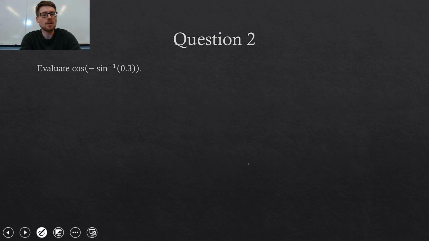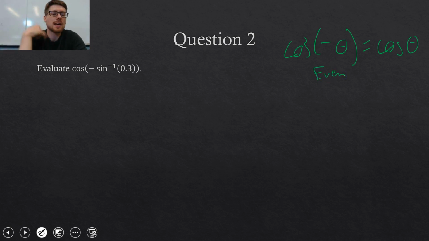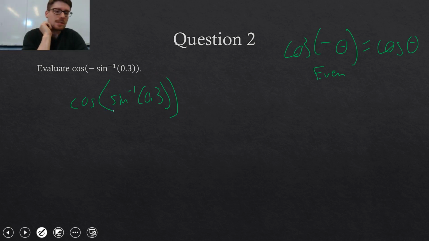So first up, I want to simplify this problem a little bit. I'm going to recall cosine of a negative angle is equal to cosine of that positive angle. This identity is due to the evenness of cosine. It's an even function, so if you put a negative angle in, it's the same answer as if you put the positive angle in. And so that simplifies this problem into cosine of sine inverse of 0.3. So that negative actually doesn't do anything to my answer, so I'm going to remove it to simplify it.